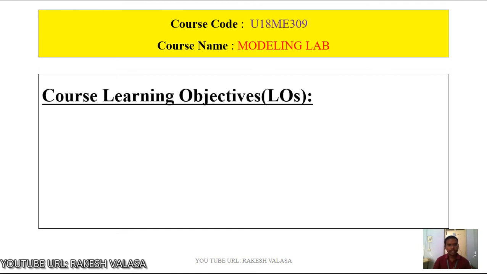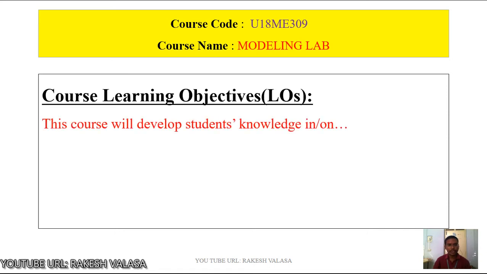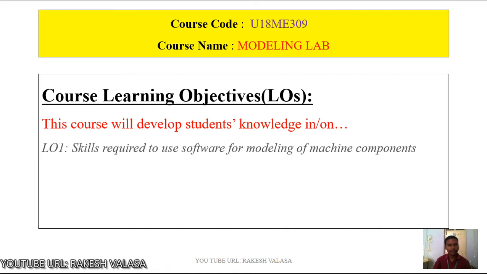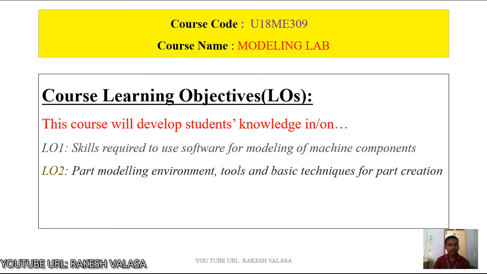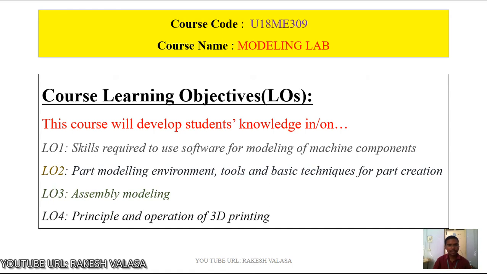Let us see the course learning objectives of this course. This course will develop student knowledge on four learning objectives. The first learning objective is the skills required to use software for modeling of machine components. The second learning objective is the part modeling environment, tools and basic techniques for part creation. The third learning objective is assembly modeling. The fourth learning objective is the principle and operation of 3D printing.